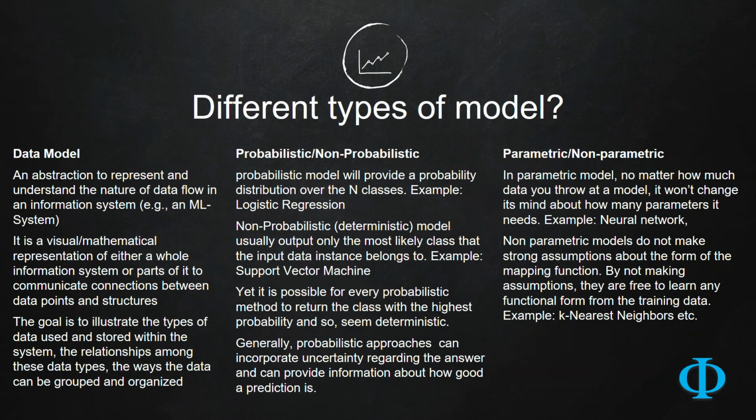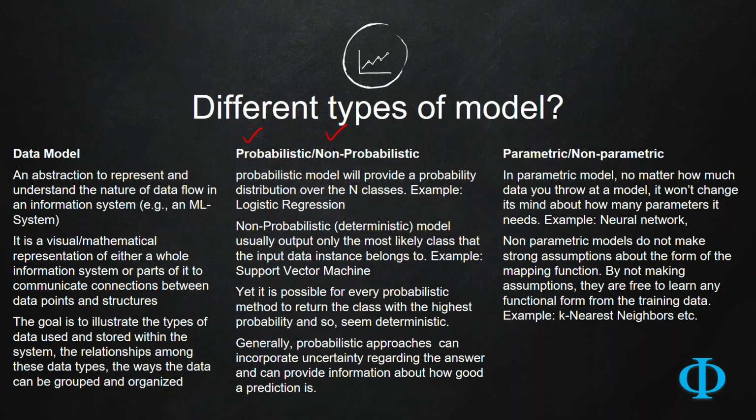Well, the goal of creating a data model is to illustrate the type of data that are being used and stored within the information system or the machine learning system, and the relationships among different attributes present in the data. Now, when it comes to machine learning, there are many different types of model possible, and they can be classified based on different categories. So the first type of classification is a probabilistic versus non-probabilistic model.